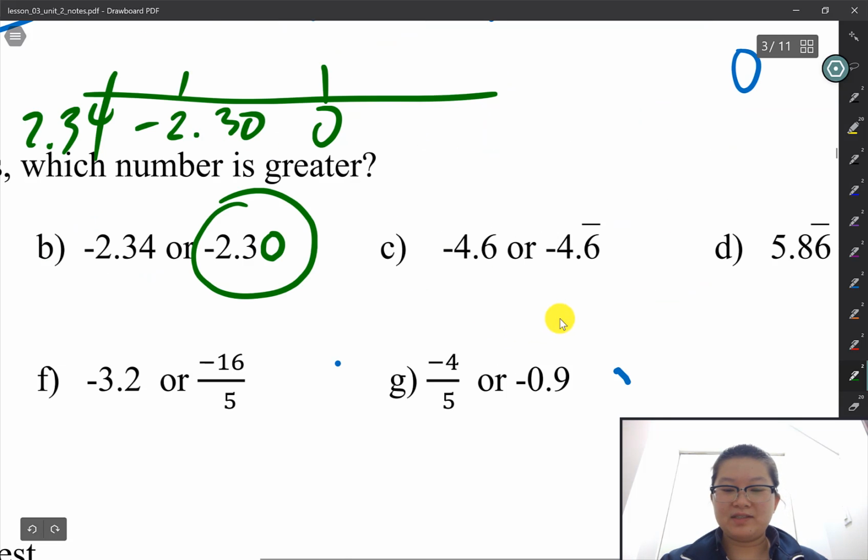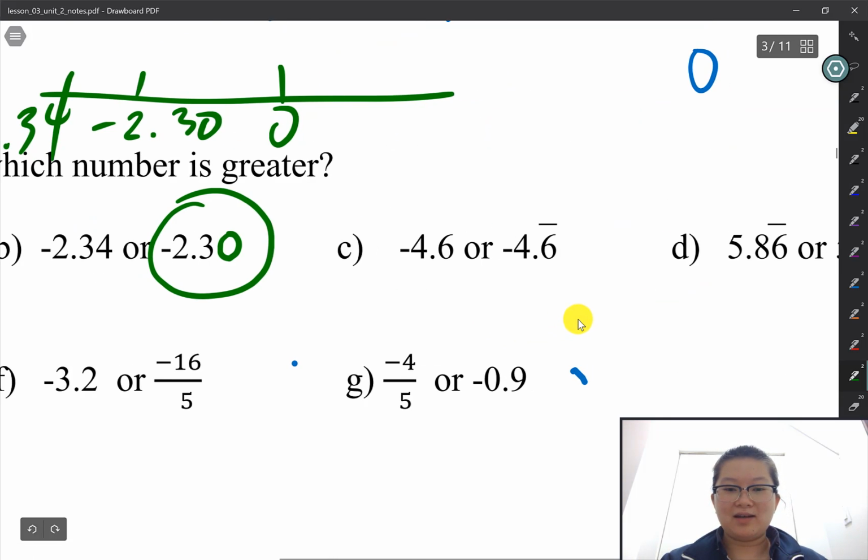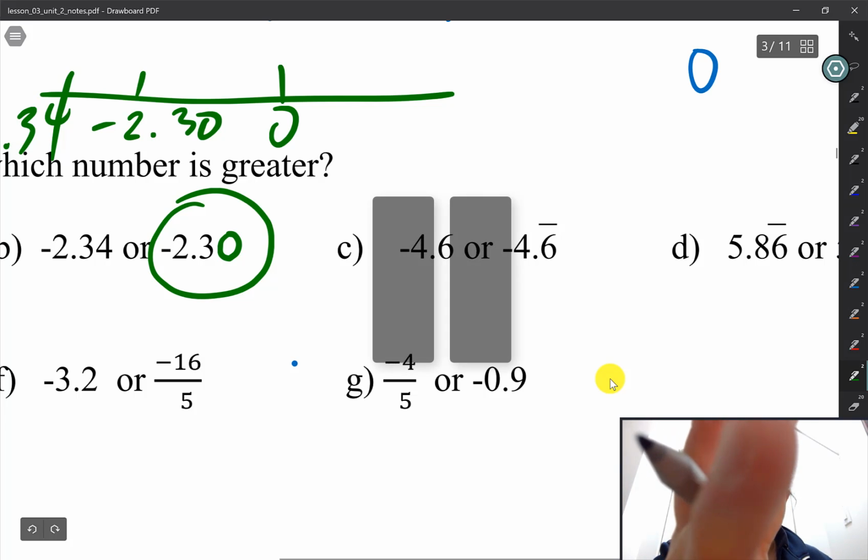Okay, next up we have C. Hey, guess what? I think I'm going to give you the chance to think about this one. And my hint, if you're not sure, is to maybe write out this repeated decimal here to see what you get, okay? Good time to pause the video.